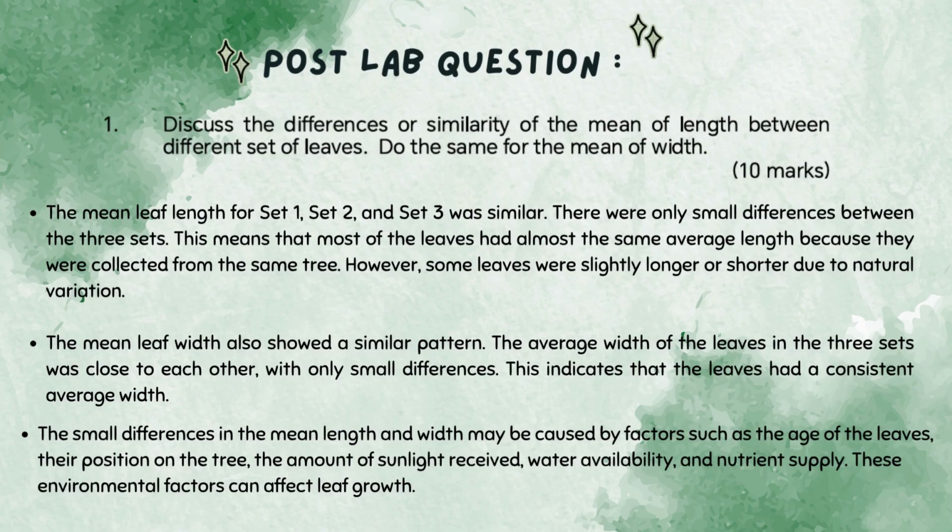Next, let's discuss the laboratory questions based on the result of practical 1. For practical 1, we compare the mean leaf length and mean leaf width from three different sets of leaves. The result showed that the mean values were almost the same for all three sets, indicating that the leaves had a similar average size. Although there was some difference, this is normal because factors such as sunlight, water, nutrients, and leaf age can affect leaf growth. Overall, the leaves show consistent size with normal biological variation.